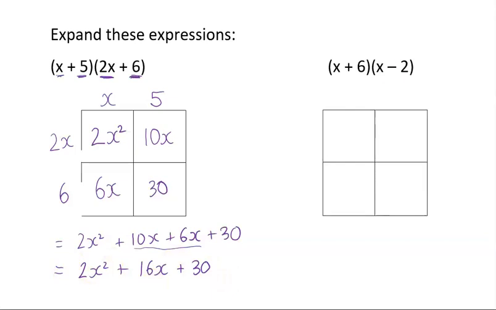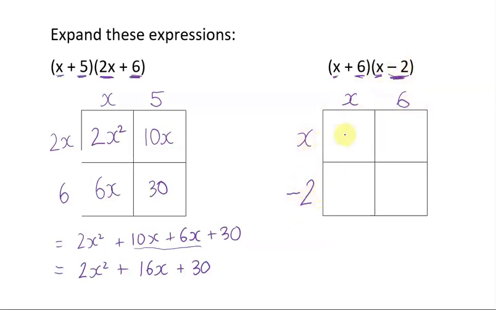Let's have a look at another example. This one has a negative number in it. So we start by setting up our grid just like before. Our first term, x, goes on the top of the grid, and then the next term, 6, goes next to it. x plus 6, x and 6. Then down the side, we put our x term first. And here we have a negative 2. Now, when it's a negative number, we need to bring the minus down with it. We need to write it as negative 2. It's different to all the positive terms, which we can just write as they are. When it's a negative term, we need to bring the minus with it.